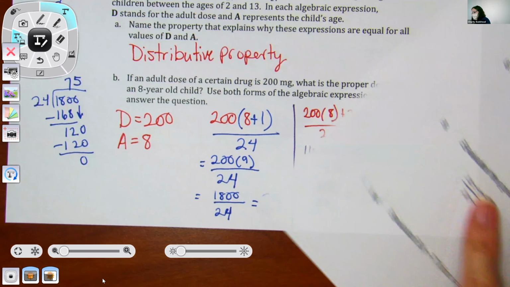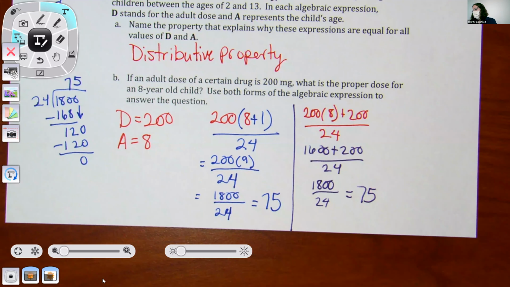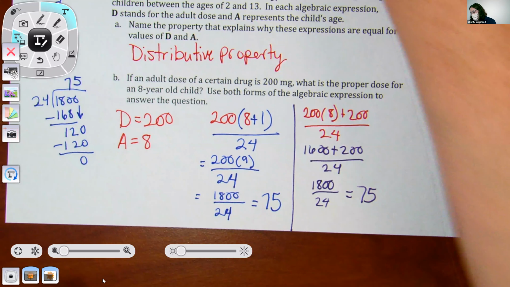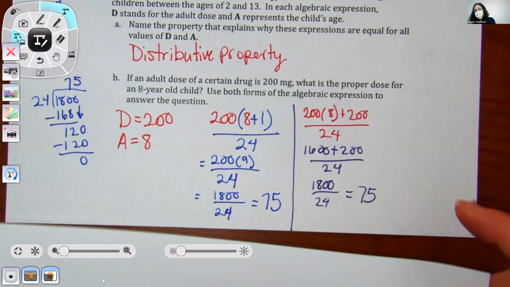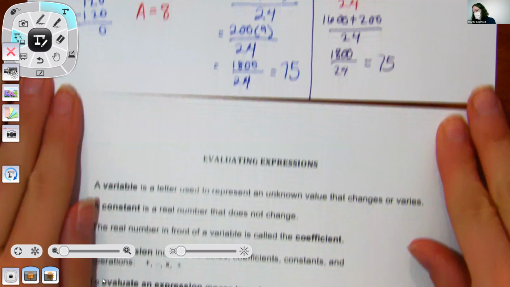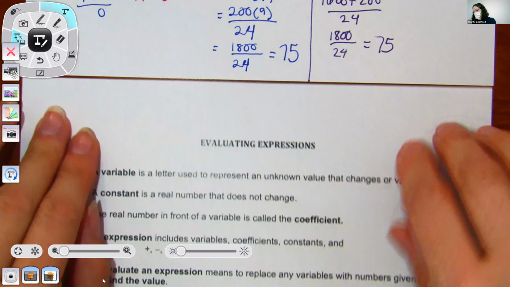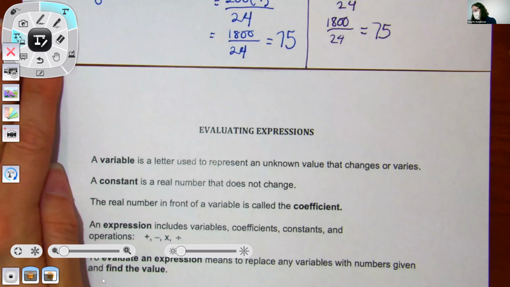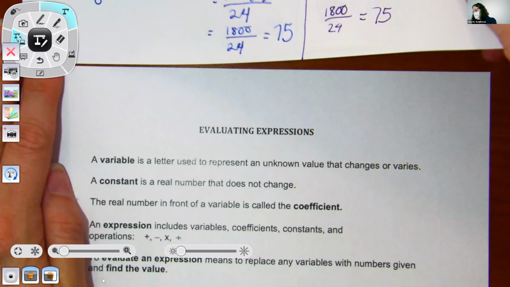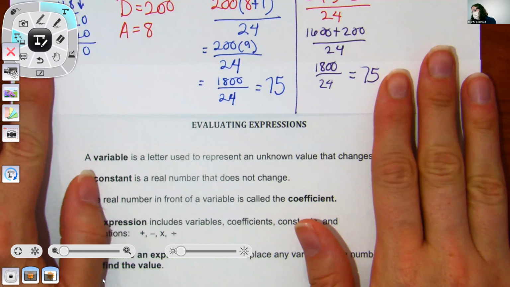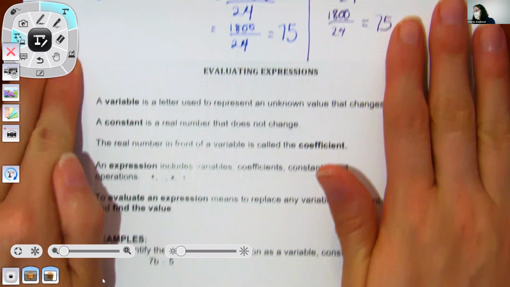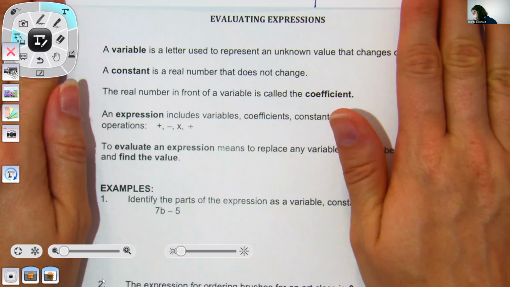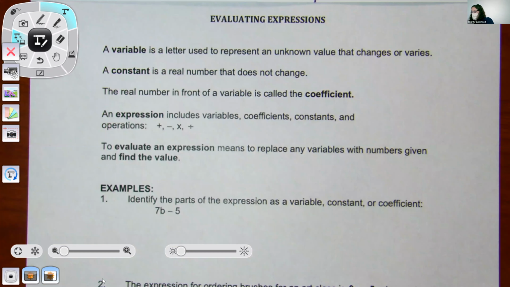Let's look at evaluating expressions. All right, so a variable is a letter used to represent an unknown value that changes or varies. And technically, I guess it doesn't have to be a letter, but it pretty much always is, isn't it? You could use a heart or a smiley face or a tree or whatever.